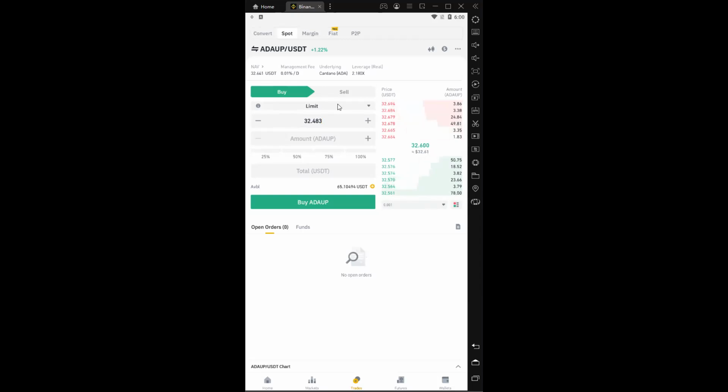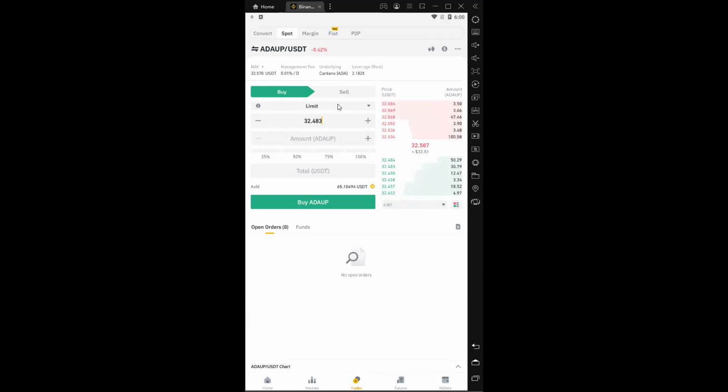Let's say you have 100 USDT. This ADA up coin. Let's say you are buying a unit of this ADA up coin at this price now, let's say 32.4. And the market pumps, let's say 5%.